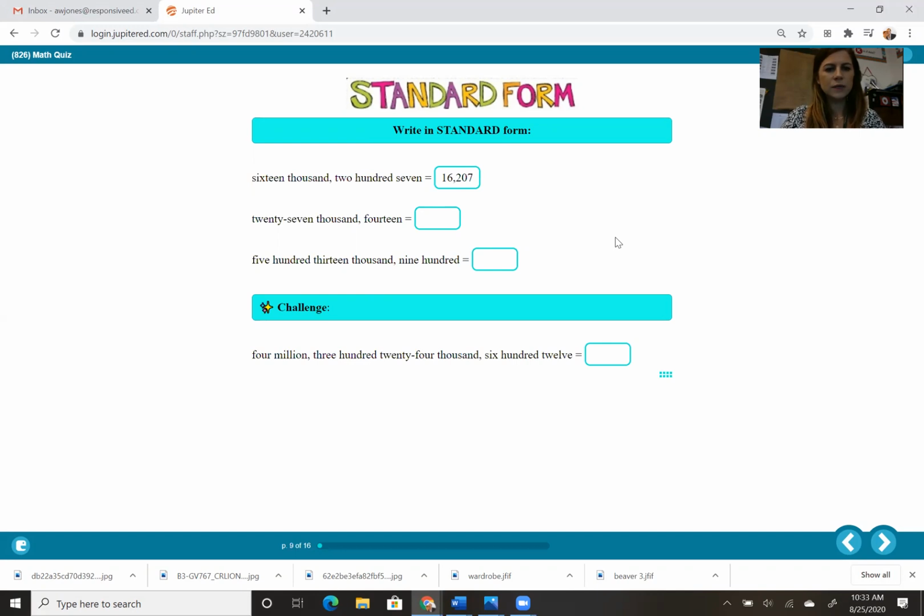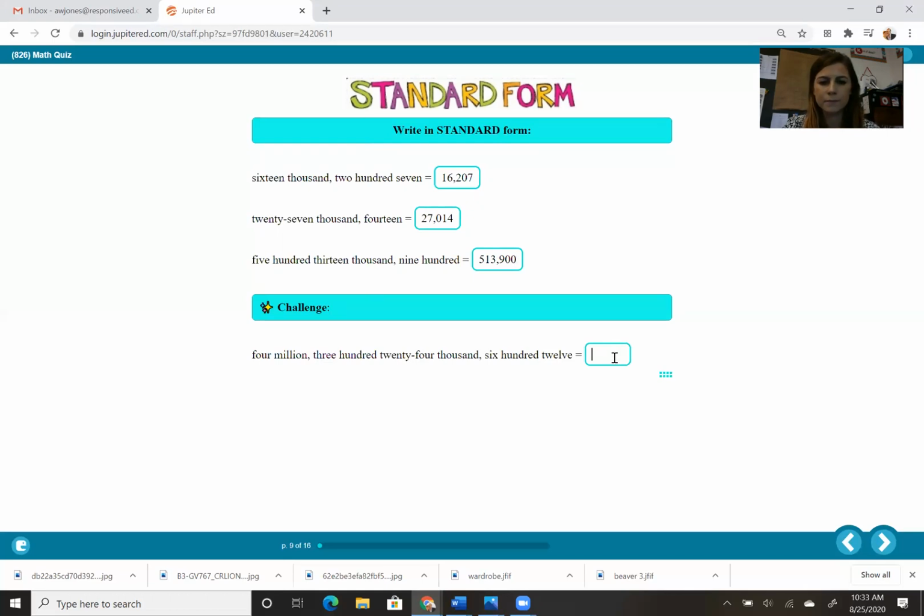All right, the next one is 27,014. 27,000. Now there's nothing in the hundreds place, so we put a placeholder 0. 27,014. Okay, and then 513,900. So 513,000, comma, in between thousands and hundreds, 900. There are no tens or ones place values, so we leave those blank with 0.